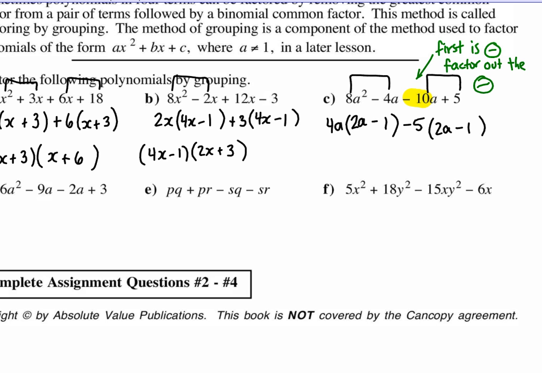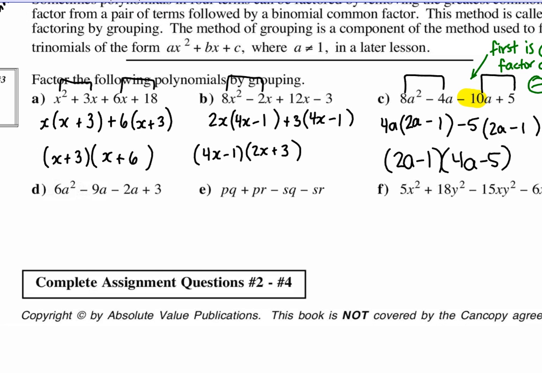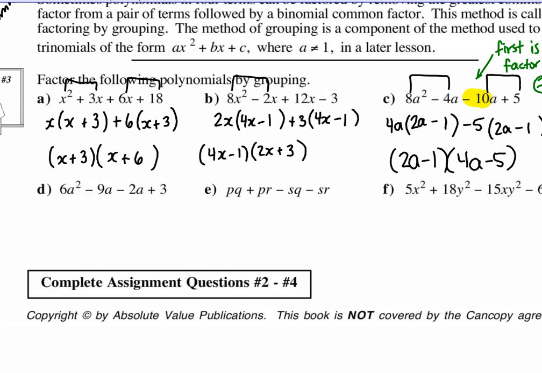Yeah. Okay. And so one more step. 4a minus 5, or 2a, yeah, sorry. It doesn't matter actually the order. It's multiplication, but really what we're doing is factoring 2a minus 1 out. We're left with 4a minus 5. It's a long lesson. Sorry, guys. Do you want to try the next one?